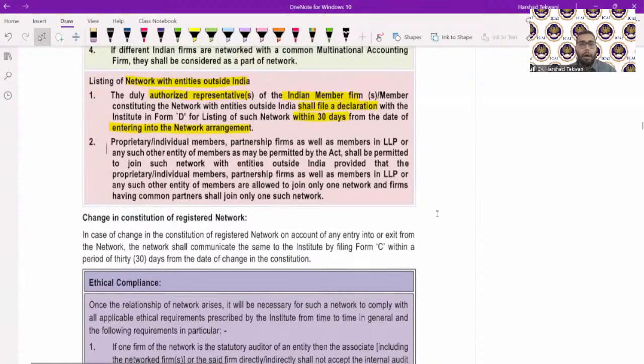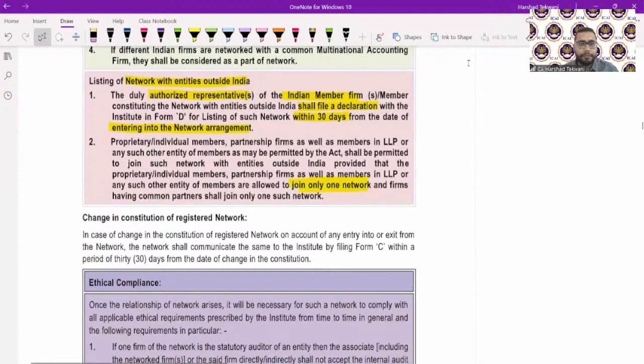Okay, now again, LLP, proprietorship or partnership firm or members are permitted by the Act to join such a network outside India, but only one network. Okay, allowed to join only one network. Remember that. I cannot be part of multiple networks. I'm part of this network, I'm part of that network, I'm part of all the networks. No, they are allowed to join only one network. So all the relevant compliances that we saw as of today will be applicable to them. So individual firms will have to comply with the relevant guidelines or the things that we saw as of now.